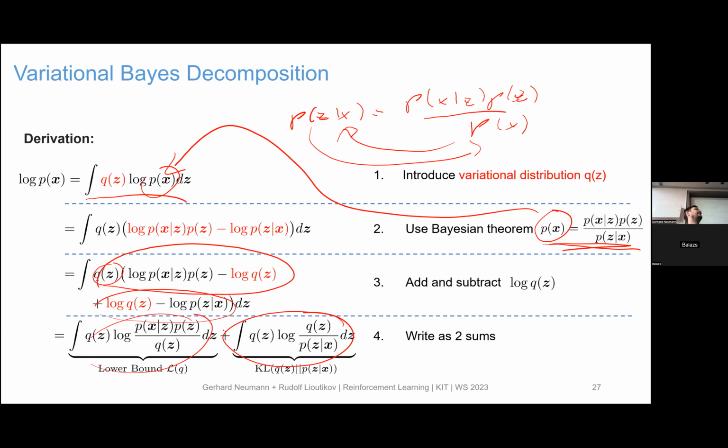And we did nothing more than integrating over a distribution that is 1 and plugging in Bayes' theorem and adding 0. But how to get there, it's another way of magic. But now we can at least verify that this is the case. Yeah, does that make sense? So at least you can verify the steps, and we can confirm it. Lower bound plus KL.